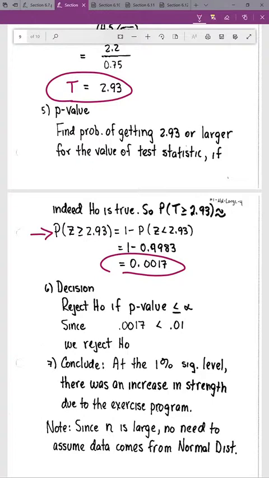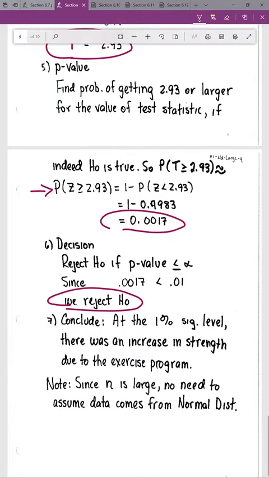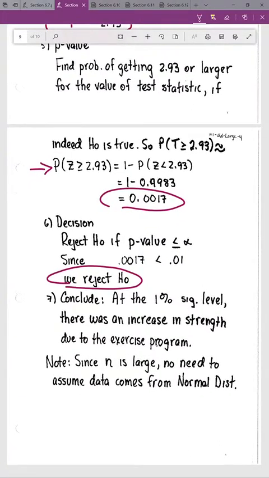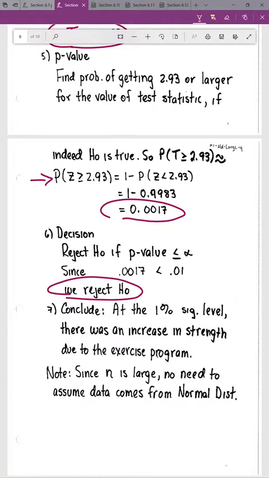Looking at step 6, we need to make our decision. We know that we're going to reject our null hypothesis if our p-value is less than or equal to alpha. Since our p-value is 0.0017, that is clearly less than 0.01. So we are going to reject our null hypothesis. This will allow us to make the conclusion that at the 1% significance level, there was an increase in strength due to the exercise program.